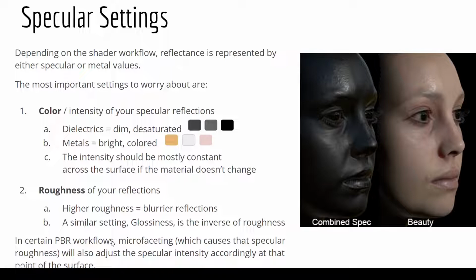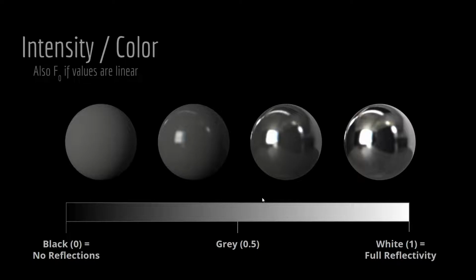So in certain PBR workflows, microfaceting, which is what causes that specular roughness, is also going to adjust our specular intensity according to that point of the surface. So again, going back to that energy conservation concept, the rougher our specular reflections are, the dimmer our reflections are going to appear to be.